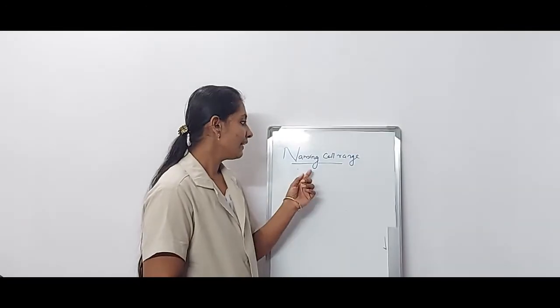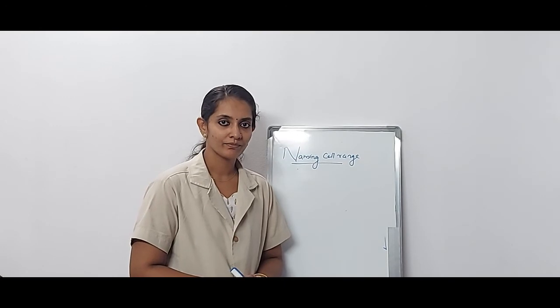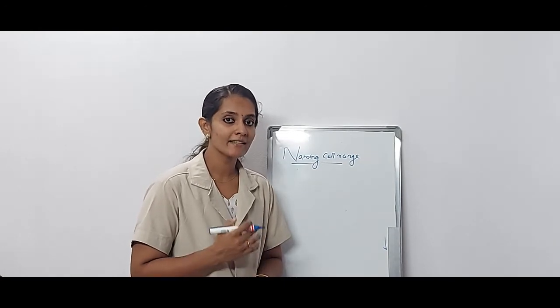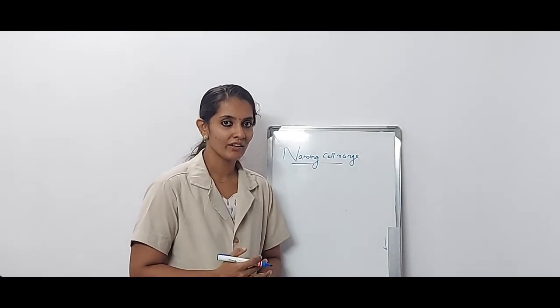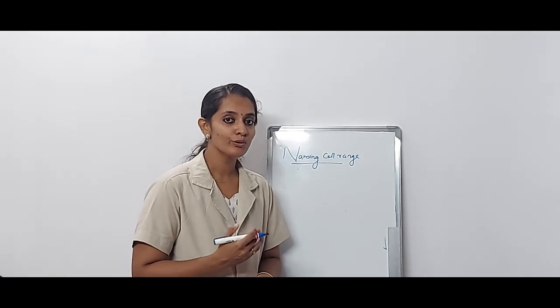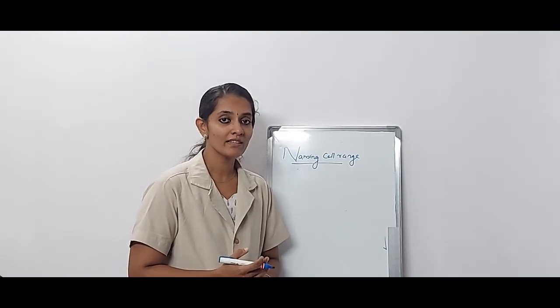Next topic is naming a cell range. A group of selected cells is known as a range. We can assign value to a range. For this, you have to do the following steps.